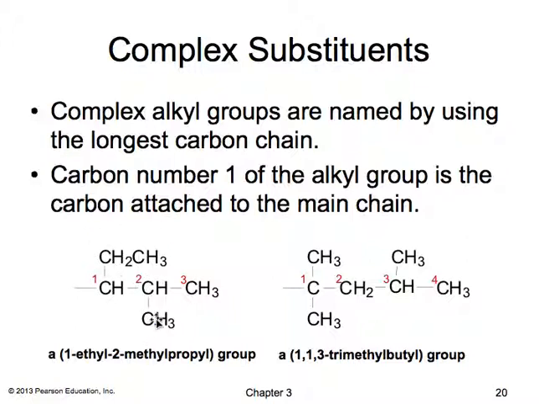Off of the 2 position, you're going to have methyl. So this group will become a 1-ethyl-2-methylpropyl group. Here's another example in which the longest chain is 4, which is a butyl group. And then you'll have all of these methyl groups. So there's 1, 1, so this is di, and here's a tri. So it'll be a 1,1,3-trimethylbutyl group.